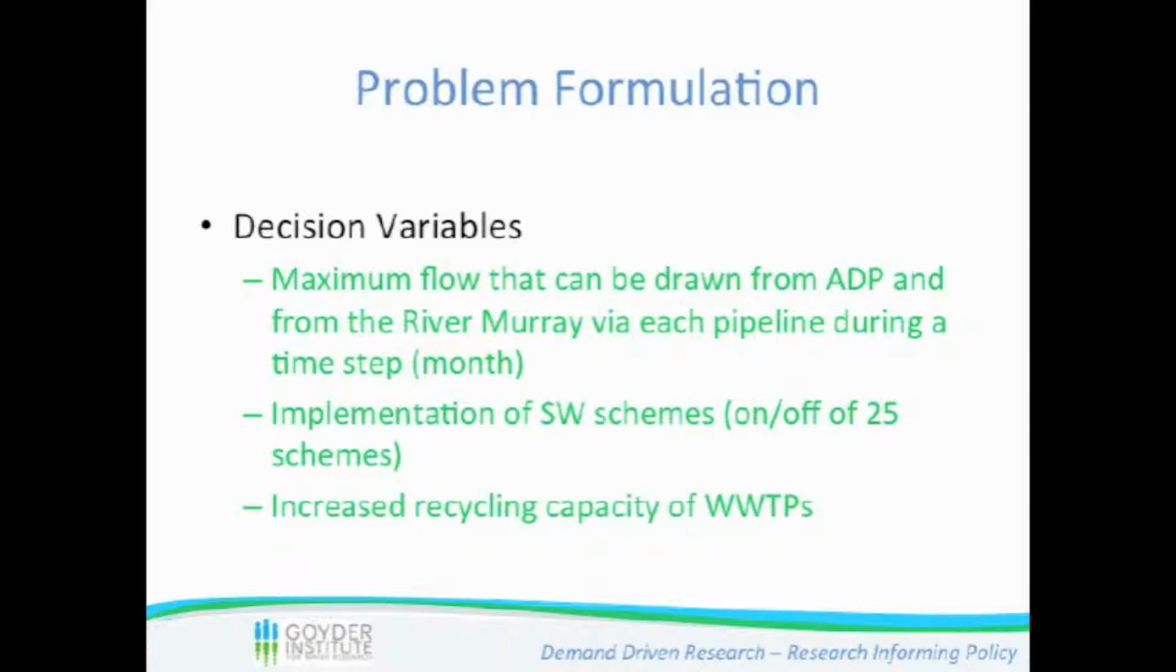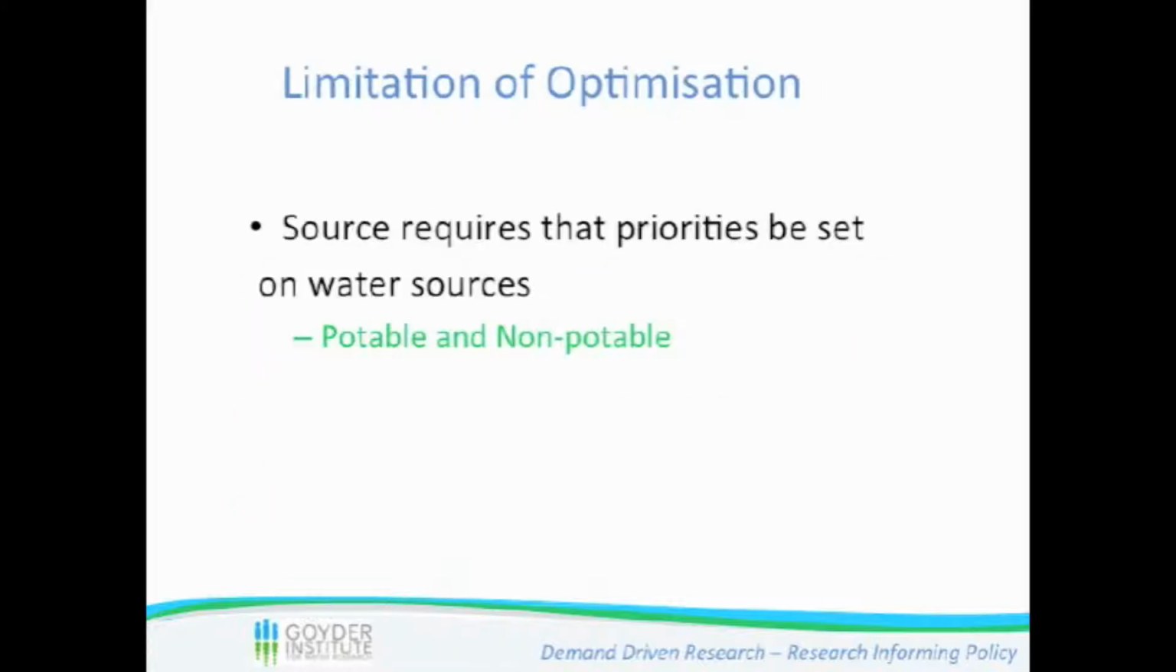The decision variables are really the maximum flow that can be drawn from the desalination plant on a monthly basis, the flows from the River Murray via the pipelines, which of the 25 stormwater schemes would be implemented, so they're either fully implemented or not, and how much the capacity of the wastewater treatment plants could be increased in terms of their recycling capacity.